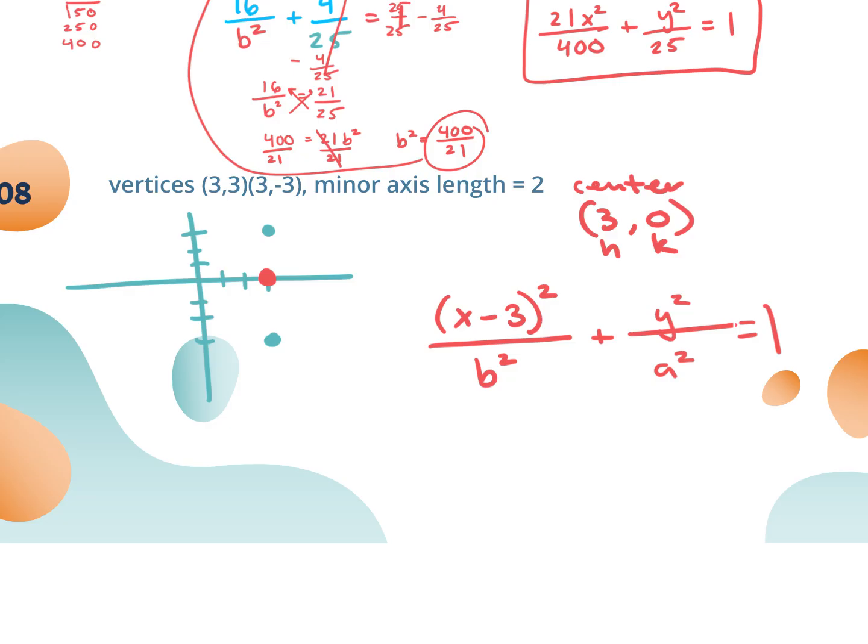So it tells us our vertices, which gives us what piece of information here? What else do we know? Do we know a, or we know a would be what? We know a would be 3 because a is the distance from the center to the vertices. So a squared would be 9, perfect.